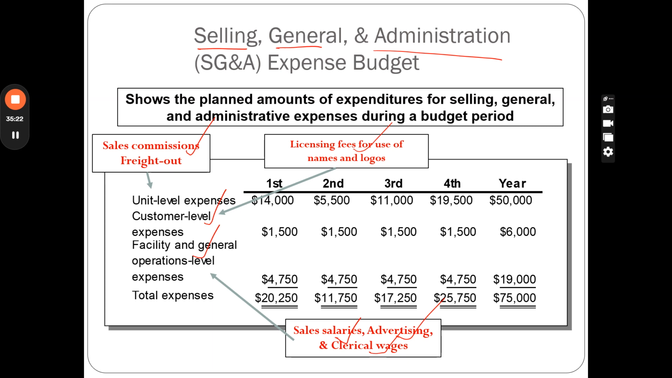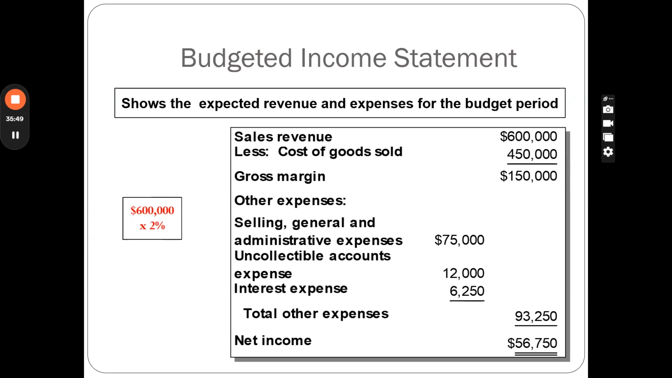And certain expenses, again, can be at unit level, like sales commission, which you are going to pay for every unit. Maybe some are based on customer level, like licensing fees for the use of names and logos. So this way you will prepare your selling, general, and administrative budget.